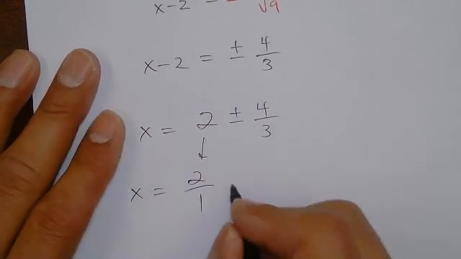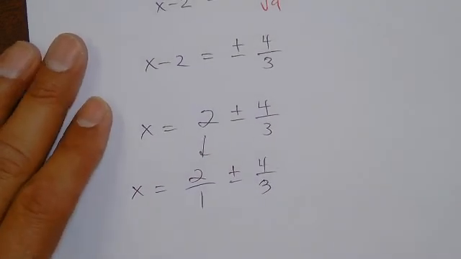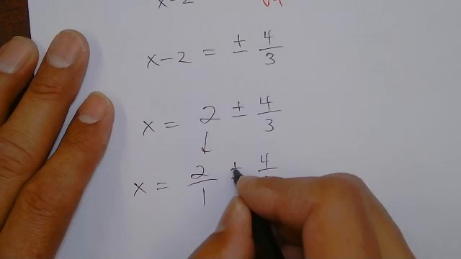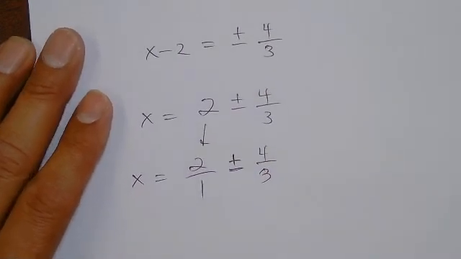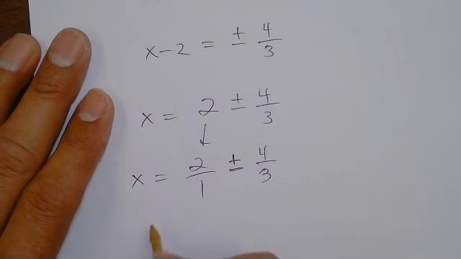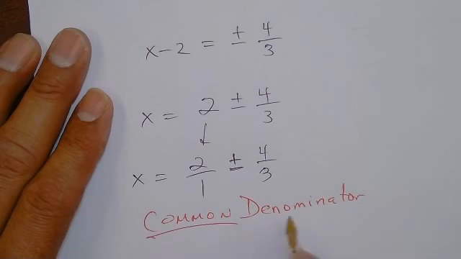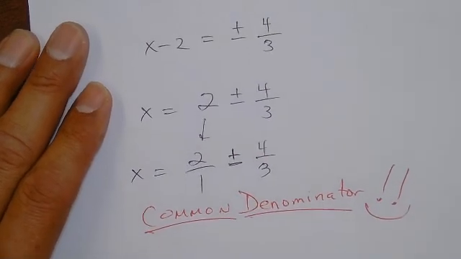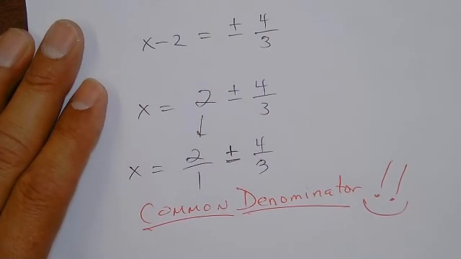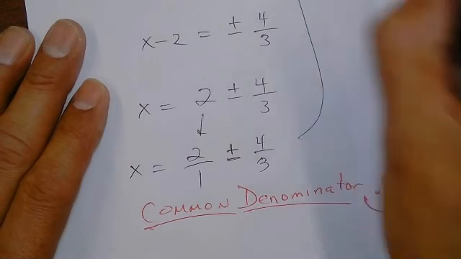Okay. When you have a fraction, you got to look at everything to have a fraction. So how is 2 written with a fraction? 2 over 1. You guys agree 2 is 2 over 1, right? A whole number. Plus minus 4 over 3. Well, you learned in 3rd grade that the only way you can add fractions or subtract fractions is if what? You have to get a common denominator. Thank you. Common denominator.